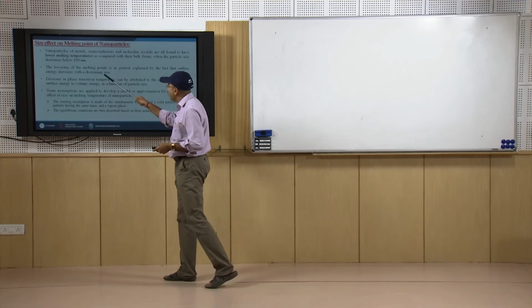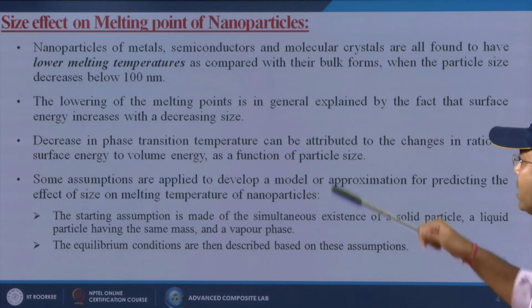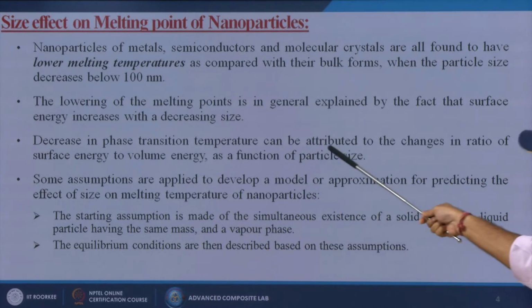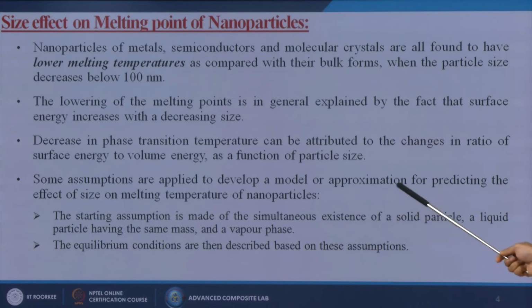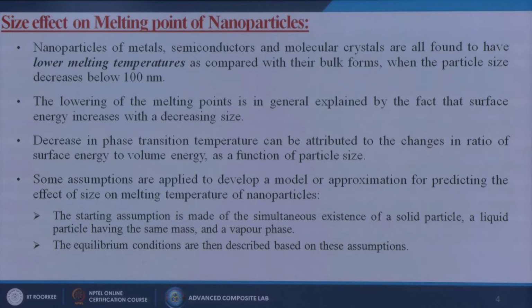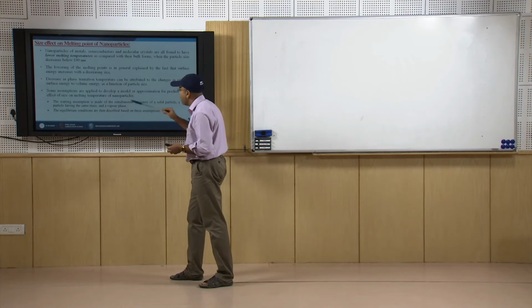The lowering of the melting points is in general explained by the fact that the surface energy increases with decreasing size. So, when the surface energy increases, automatically the melting point decreases. Decrease in phase transition temperature can be attributed to the change in ratio of surface energy to volume energy as a function of particle size. Some assumptions are applied to develop a model or approximation for predicting the effect of size on melting temperature of nanoparticles. The starting assumption is the simultaneous existence of a solid particle, a liquid particle having the same mass, and a vapor phase.